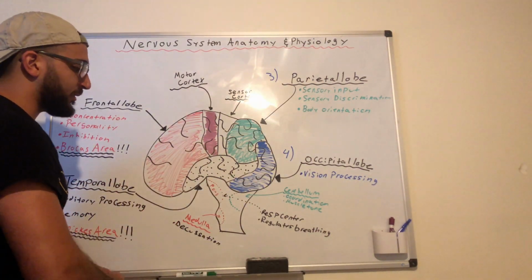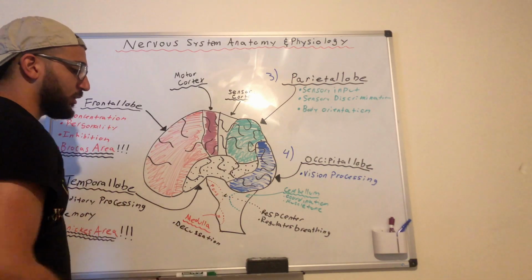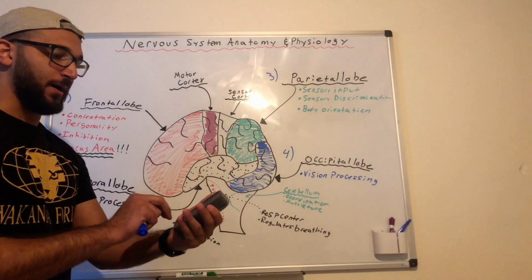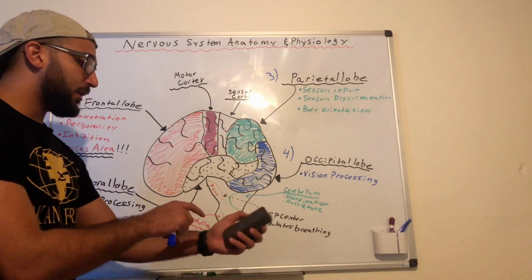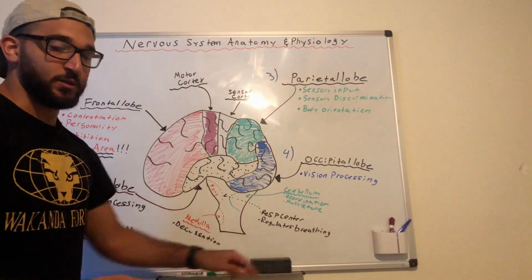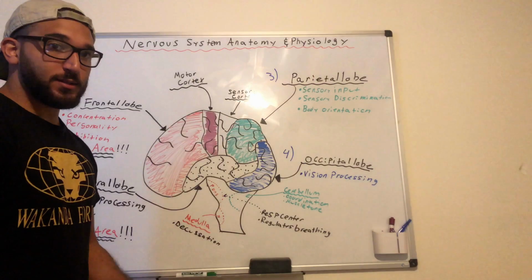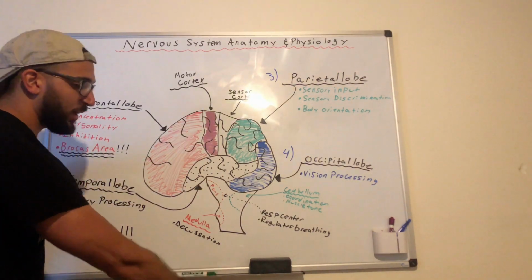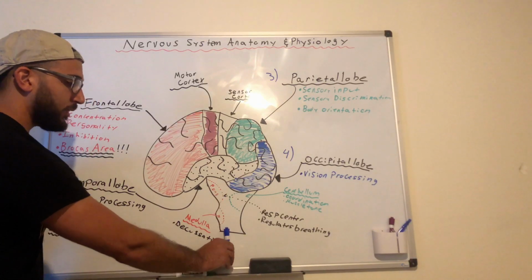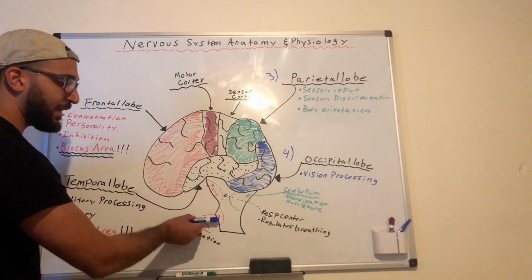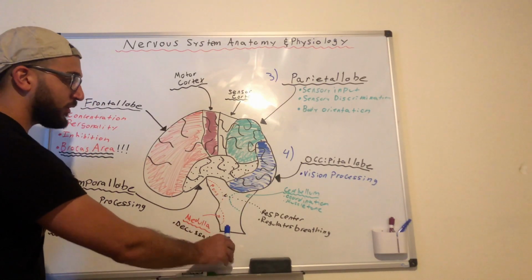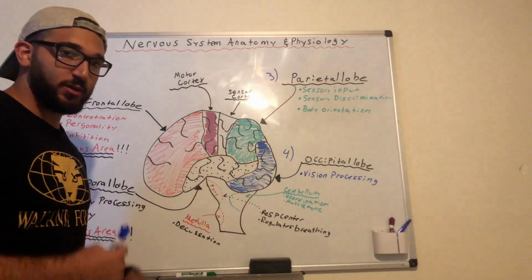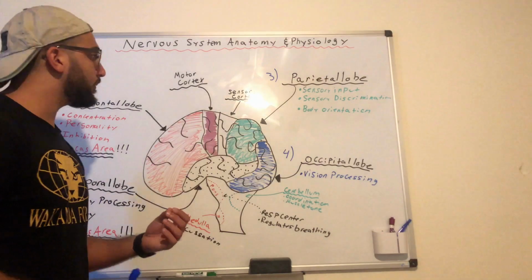So as decussation occurs, let's say if I were to feel this eraser, there are certain tracts that we're not going to go into, but those tracts are going to travel through the spinal cord into the medulla and decussate, meaning it's going to cross over and travel into the sensory cortex where it's registered, and that's how I know what I'm feeling.